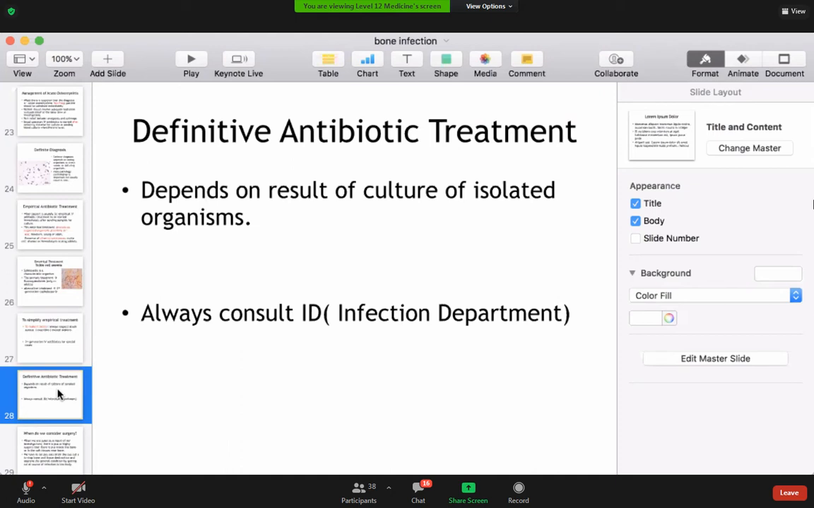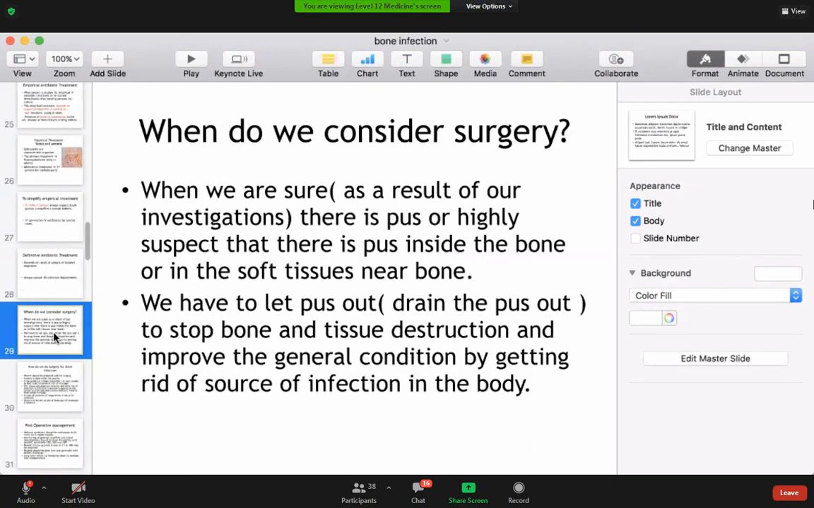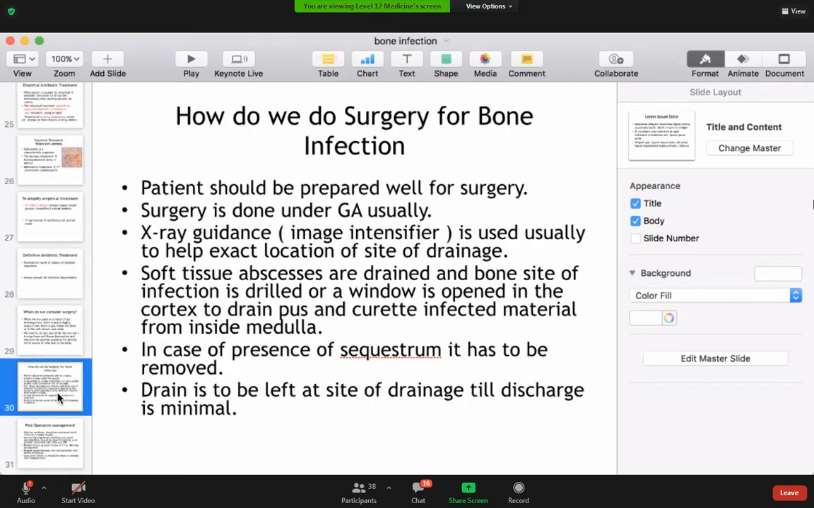Depending on the result of the culture or isolated organism, you should change your antibiotics, after consulting the ID team. When do you consider surgery? If there is no response to the medical treatment, or if there is fluid collection, you have to drain the pus and the fluid. So this is the most important indication for surgery.